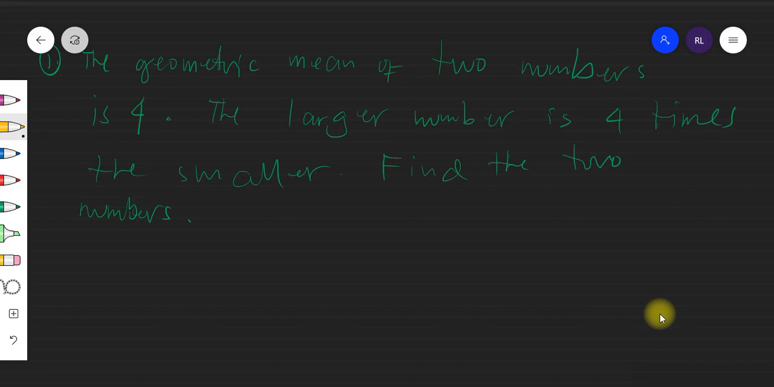So here is our number one problem about geometric mean. It says that the geometric mean of two numbers is 4. The larger number is 4 times the smaller. Find the two numbers.